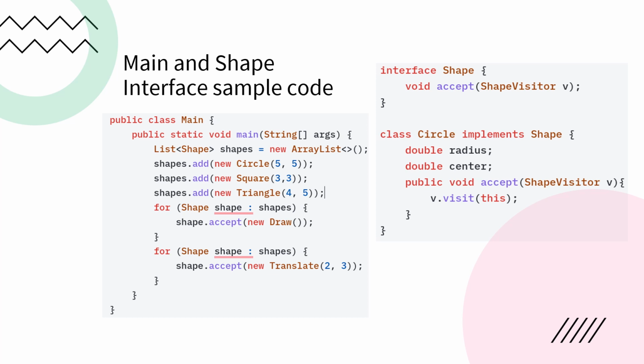point. In the accept function of the shape interface, the code v.visit(this) is used to call the appropriate visit function based on the type of the derived shape class that is calling it. This is achieved by passing this as an argument, and the appropriate visitor method is selected by passing it as an argument to the function.